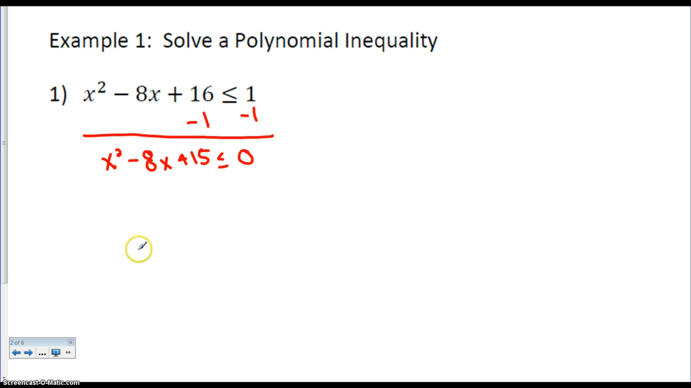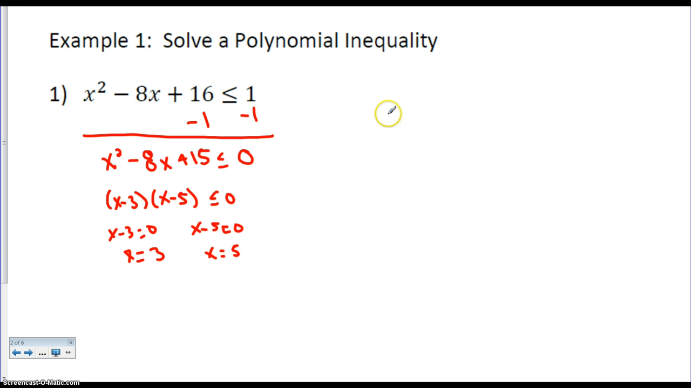So what I want to do first is factor out this expression. When I do that, I end up with x minus 3, x minus 5, and it's less than or equal to 0. So what I'm going to do is just set each of these quantities equal to 0. When I set x minus 3 equal to 0, I get x to be 3. When I set x minus 5 equal to 0, I get x to equal 5.